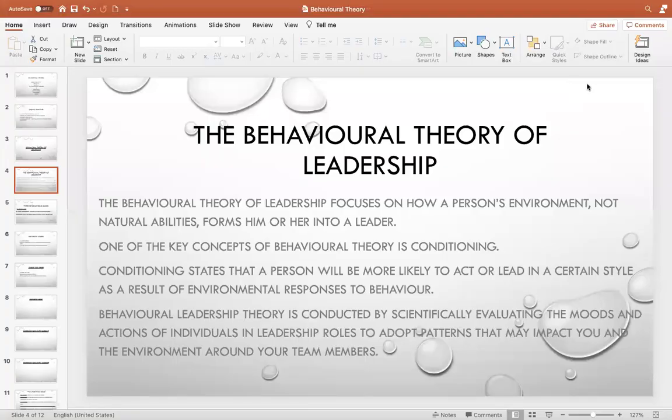So what is conditioning? Classical conditioning is learning through association and was discovered by Pavlov, a Russian psychologist. In simple terms, two stimuli are linked together to produce a new learned response in a person. So it is called conditioning. Conditioning states that a person will be more likely to act or lead in a certain style as a result of environmental responses to behavior.